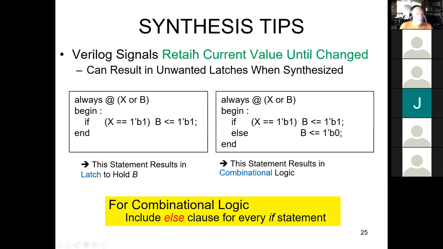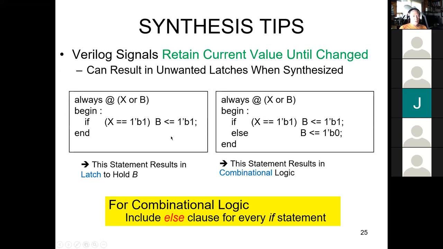All right, synthesis tips. Remember that signals retain the current value until changed. Well, that makes sense. But it can result in unwanted latches. So here's an example where the always blocks are used incorrectly. Notice here, are these level signals or edge signals? Well, they're level, okay, not edge. So now we're thinking there's a good chance that we're intending for combinational logic.